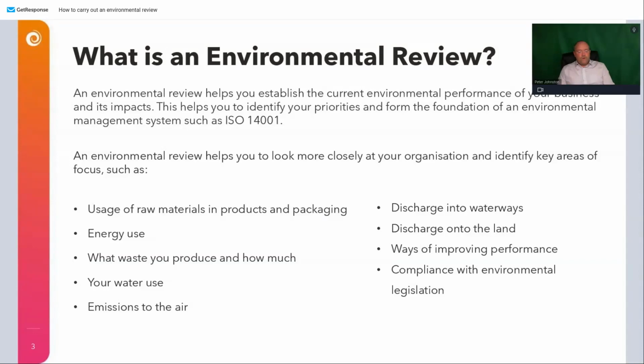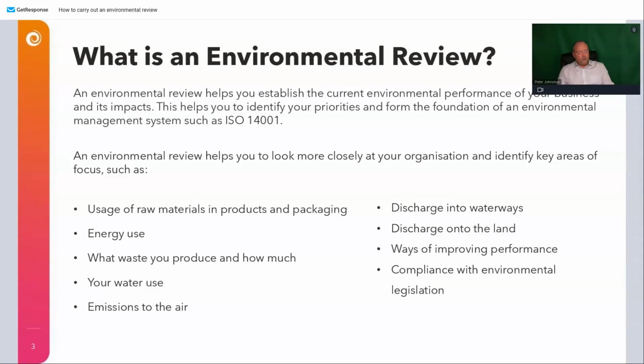There is no real science behind an environmental review. It's very similar to something that you may have done before. You may have done, for example, a health and safety review, or you may have done a financial review where you've gone out, you've had a look at everything that you're spending money on and trying to understand how that can affect you at the moment and how it could be improved.